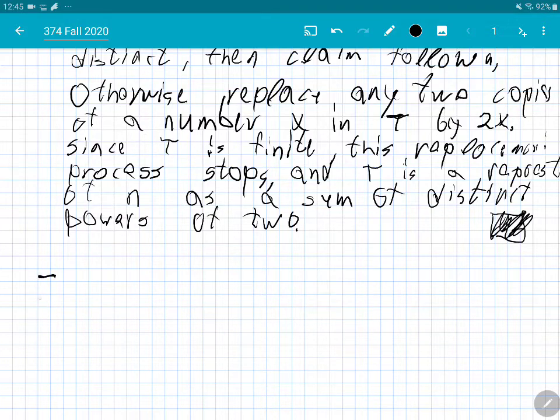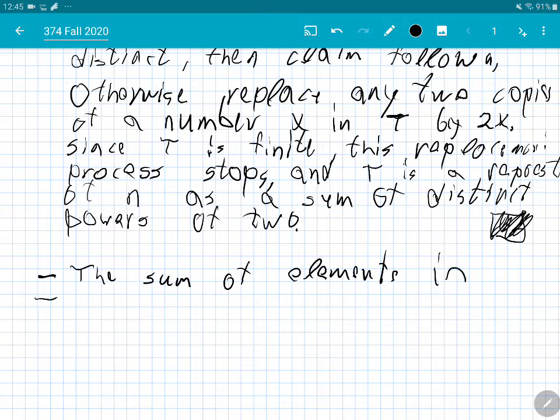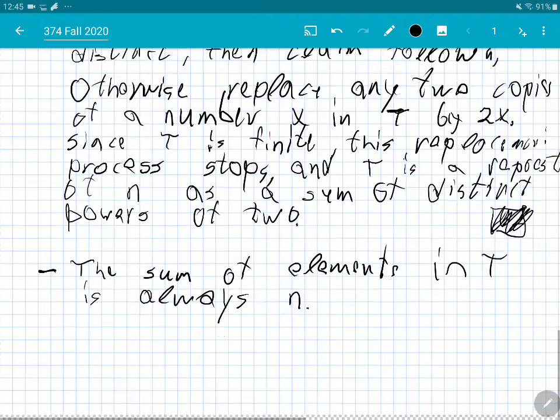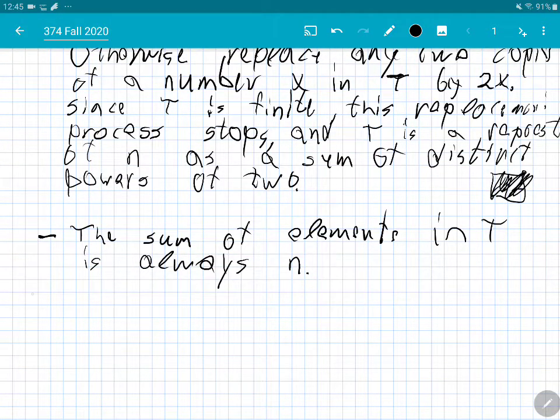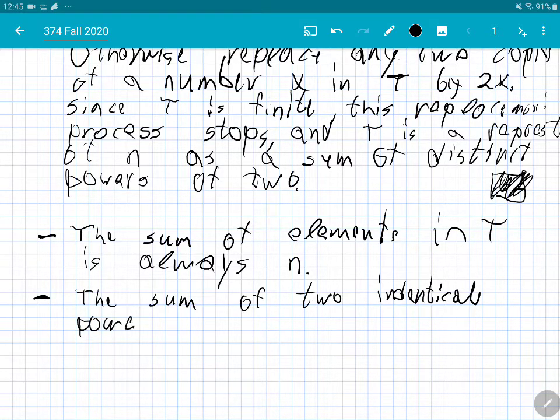And here, what did we really use during the argument? If you look at it more carefully, we used two properties. First, the sum of elements in T is always n. So that's one property we use. And the second property we use is that the sum of two identical powers of 2 is a power of 2.